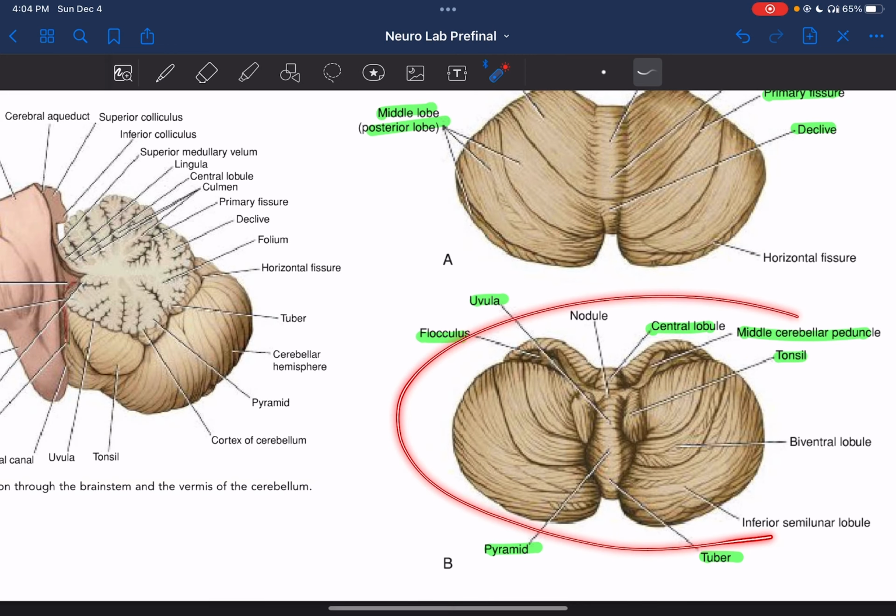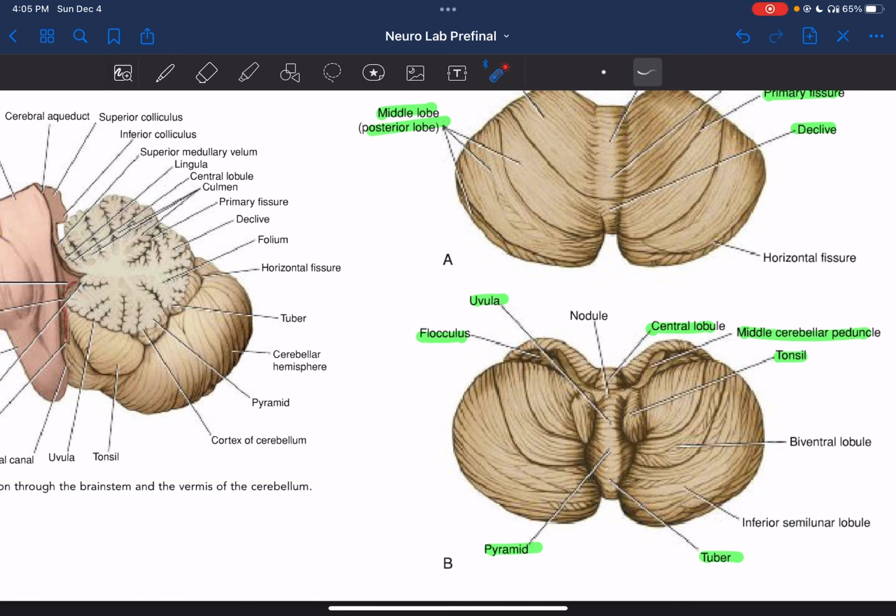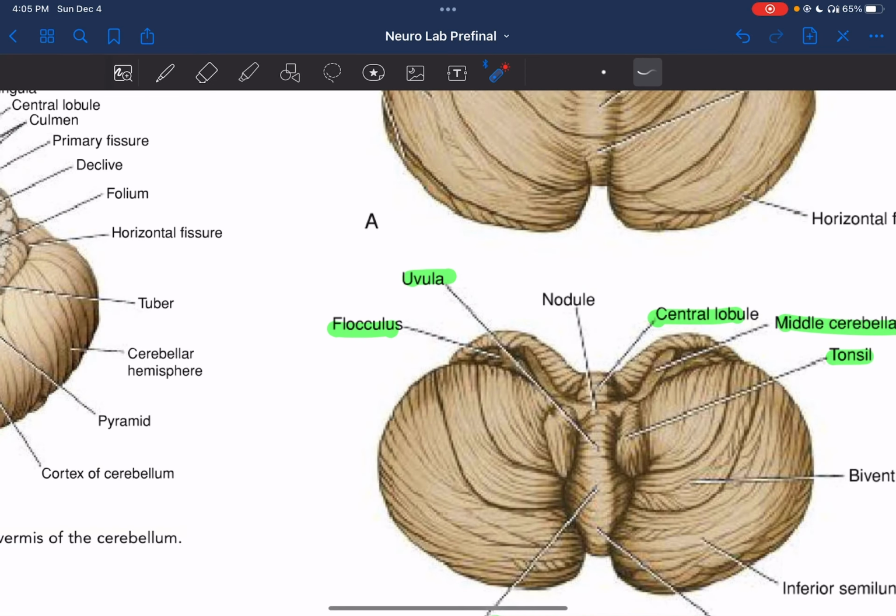Now, when you take the inferior aspect of the cerebellum, you have the pyramid of the vermis and the tuber of the vermis. And in the inferior aspect, you can see the flocculus even more clearly, the flocculonodular lobe. And this right here is the middle cerebellar peduncle. Let's not go there now. I will show a better diagram to make you understand how the middle cerebellar peduncle looks.